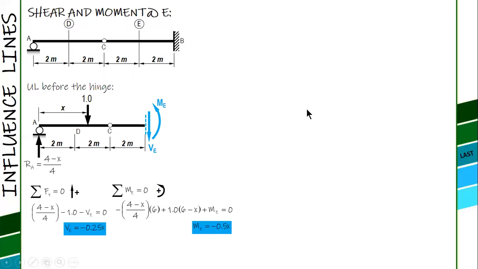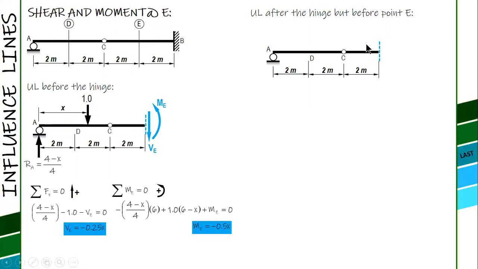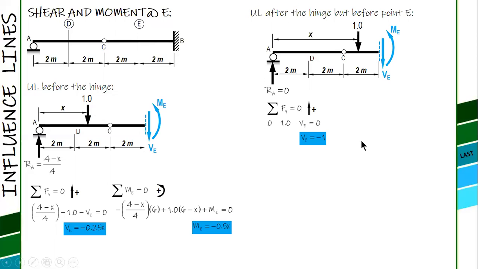And then second, after the hinge but before point A. The RA here is 0 because it is after the hinge. It is 0 as long as it is after the hinge. Another unit load, and then shear and moment, and then the statics. You get shear of negative 1 and moment of x minus 6.